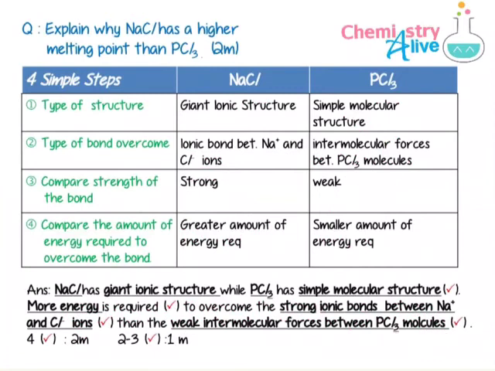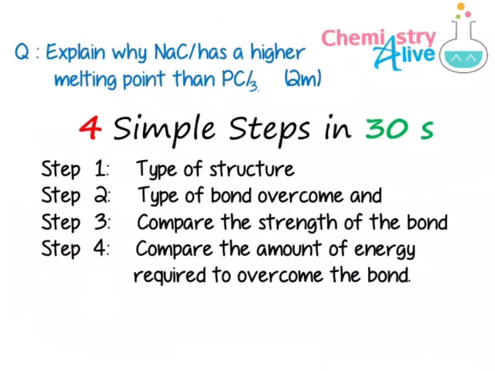As you can see here, this is a 2-mark question and we mark by ticks. So if you have 4 ticks, meaning 4 pieces of information here, then you will get the full marks of 2 marks here. Alright, so for such 2-mark questions, the maximum time that you can spend is just 3 minutes. Alright, so by using these 4 simple steps here, you can actually solve such melting and boiling point questions in 30 seconds.